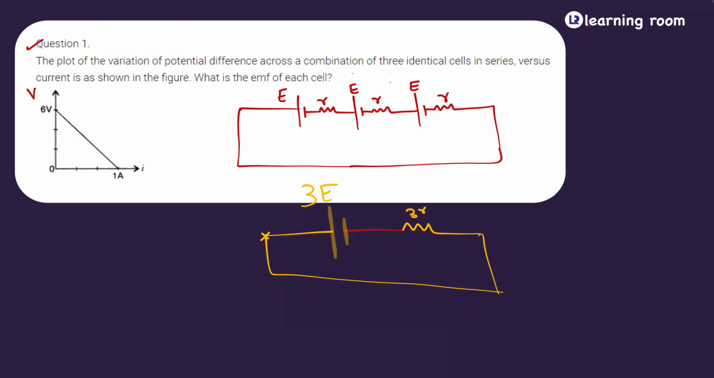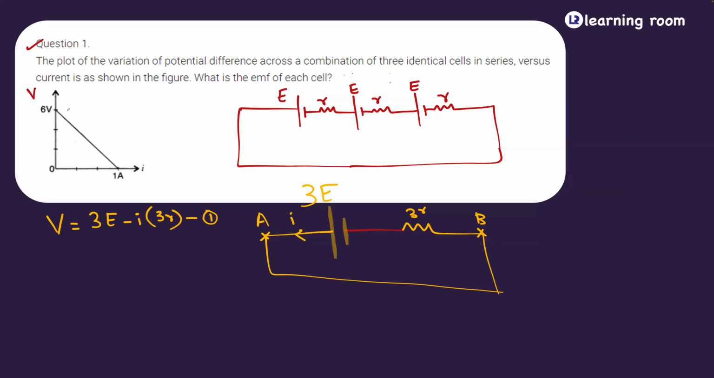So if I take this as A and this as B, observe. Listen to this carefully. Everybody listen. If I take this as A and this as B, what is the relation between the terminal potential difference and EMF for this cell? If I say that the current flowing here is I, V is equal to 3E minus I into 3R. Right? This is according to physics.